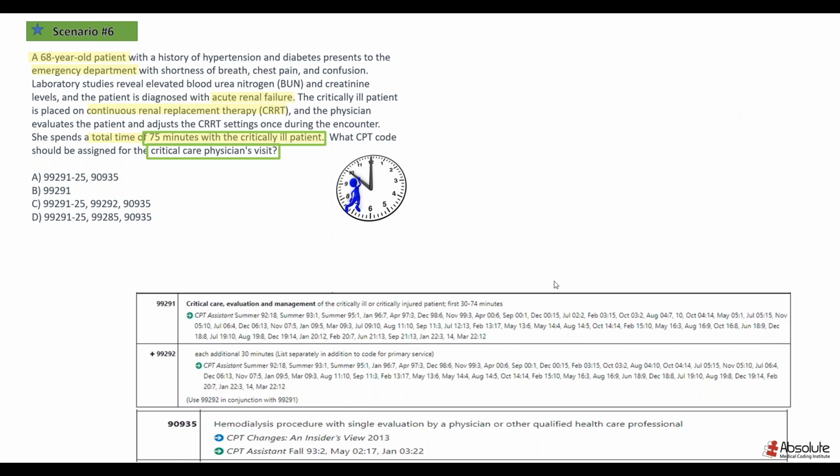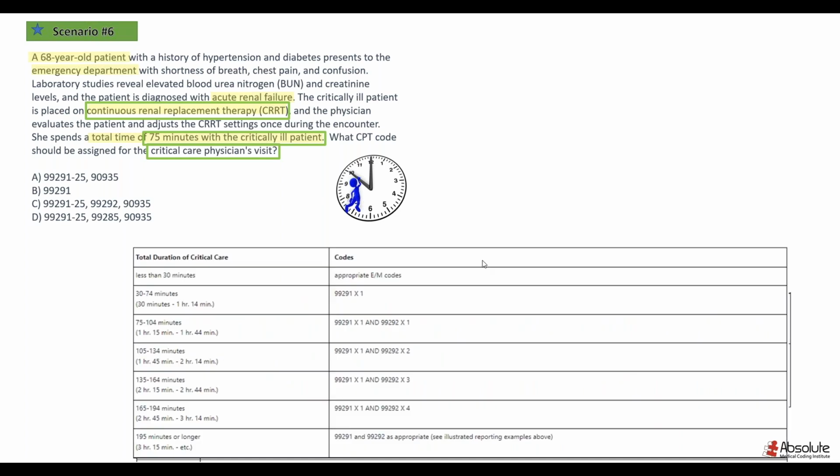And what do we have here? We have 75 minutes of critical care service provided and CRRT, which is continuous renal replacement therapy, is also provided. So, coders, is CRRT included in critical care services? Do we have to code them separately? Yes, they are not included in critical care services, so we are going to code them separately.